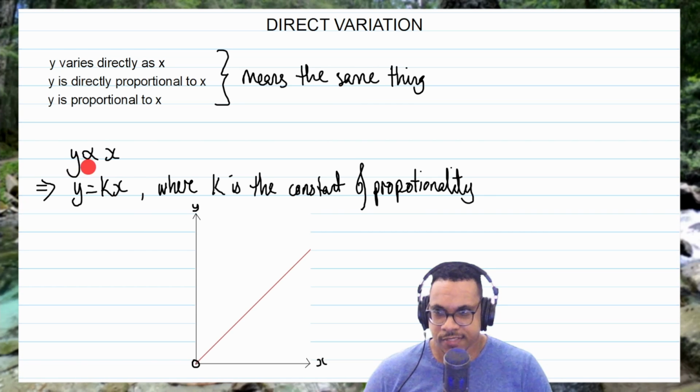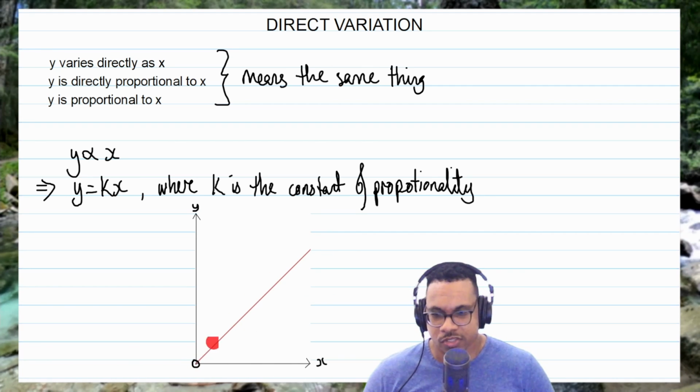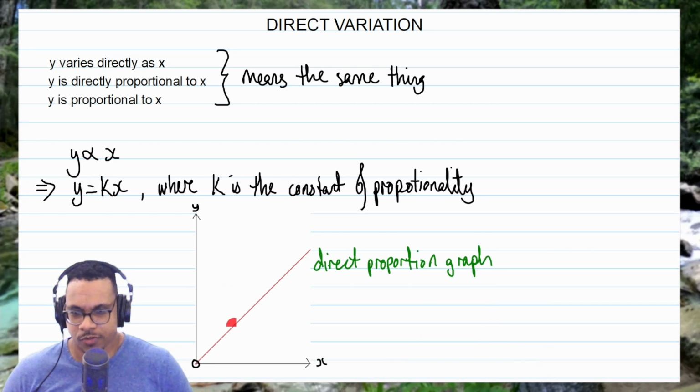So if y is directly proportional to x, and we draw a graph of y versus x, the graph would be a straight line. So a straight line graph would represent direct proportion. So this here would be a direct proportion graph. And this direct proportion graph assumes that k is positive. That's why we have a positive gradient.